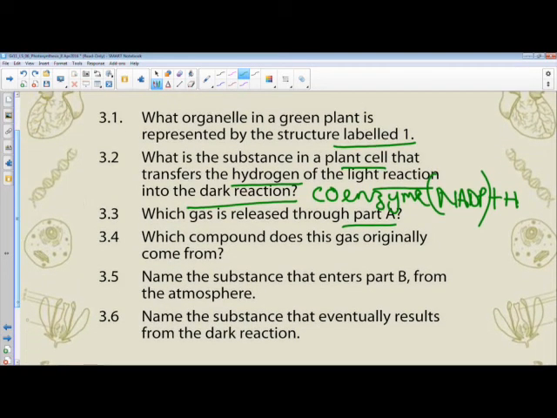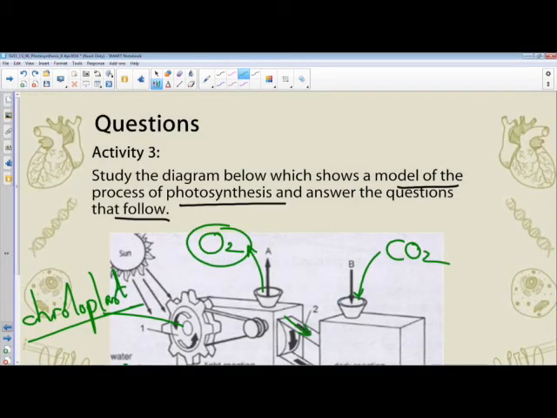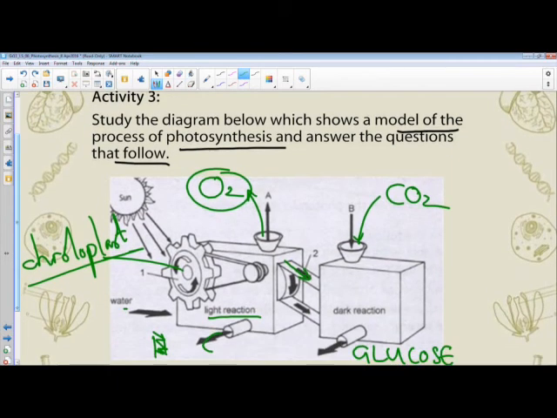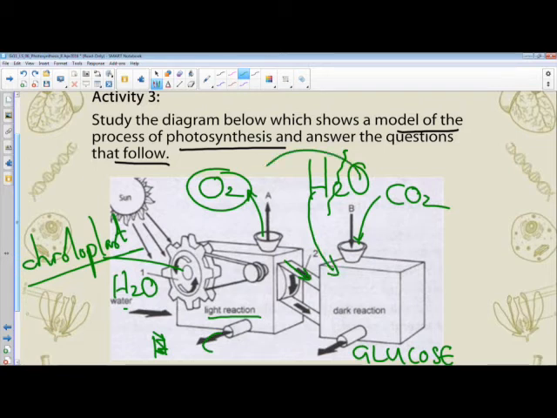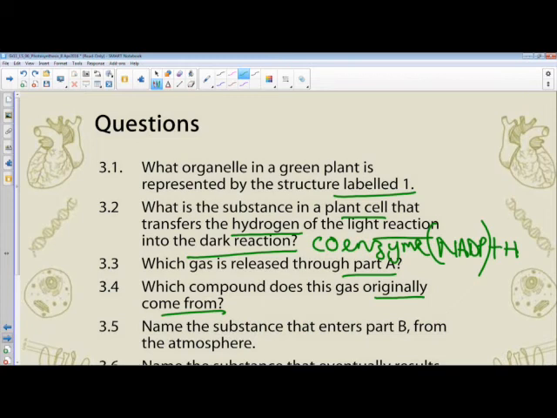Which compound does this gas originally come from? So if we go back to this diagram, where does this water molecule that we labeled here come from? Guys, remember that we spoke about water, H2O. So if we take the water molecule and we split this up and we remove the hydrogen and we send that into the dark reaction, we have this oxygen molecule that is then released as a waste product. So essentially, the oxygen produced as a waste product in the light phase comes from water molecules being broken up. They lose the oxygen, and the hydrogen then goes into the dark phase or the light independent phase.